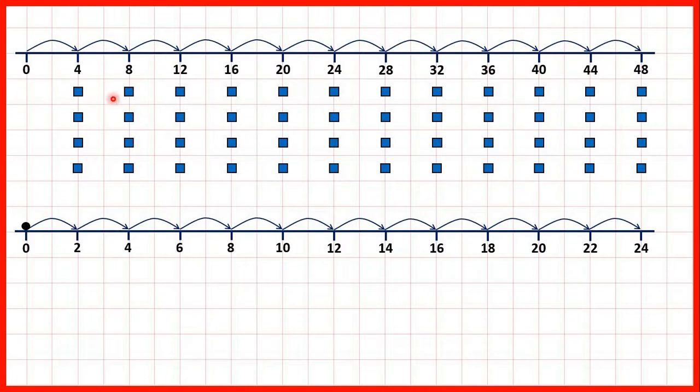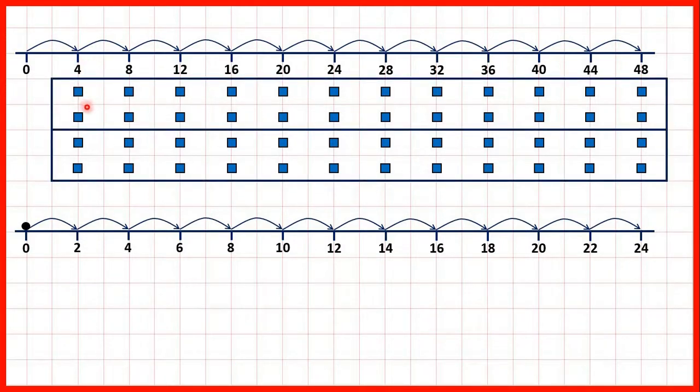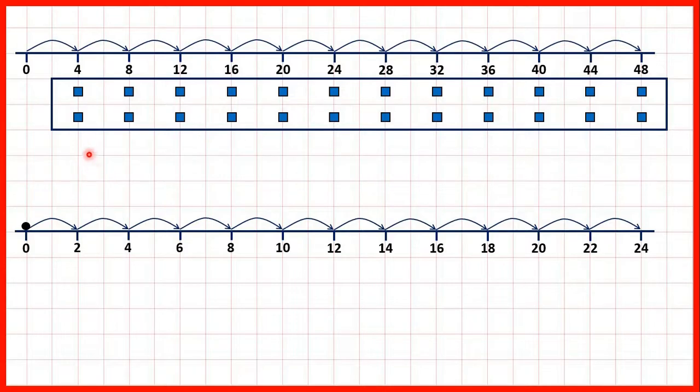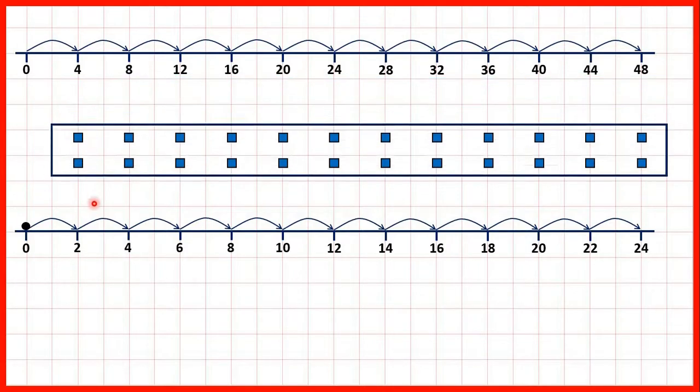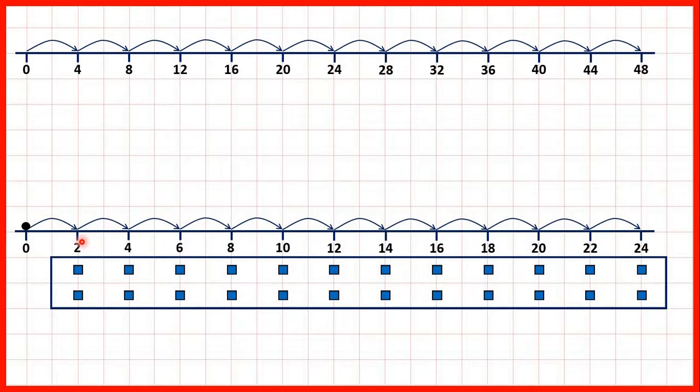So now we have our 4 times table on this top number line, and our 2 times table below. Now if we take half of these counters showing the 4 times table and get rid of half, you can see that what we have is our 2 times table. And that's why if we halve what's in the 4 times table, we get what's in the 2 times table. So half of 4 is 2, half of 8 is 4, half of 12 is 6, and so on.